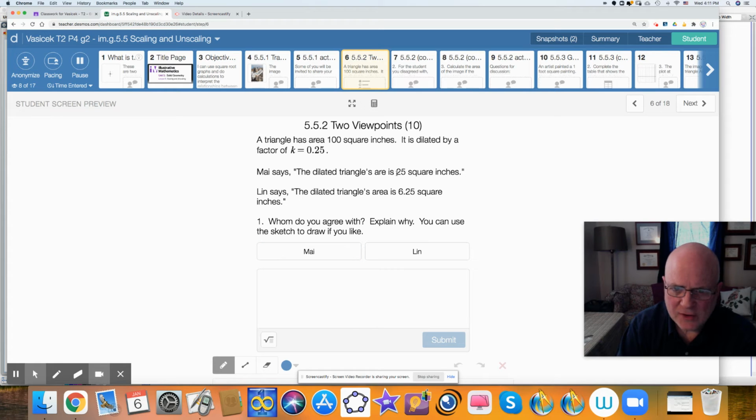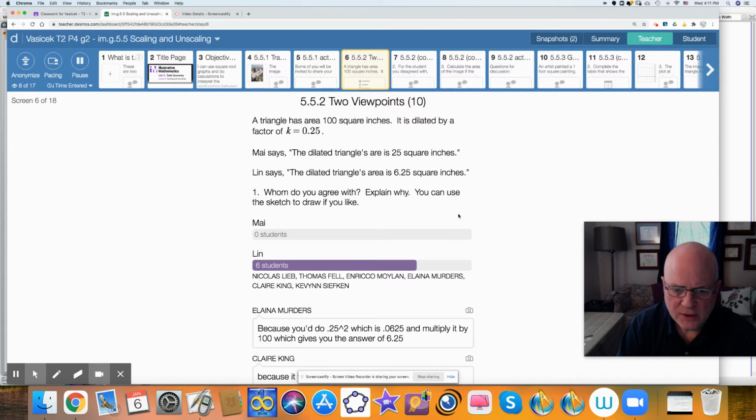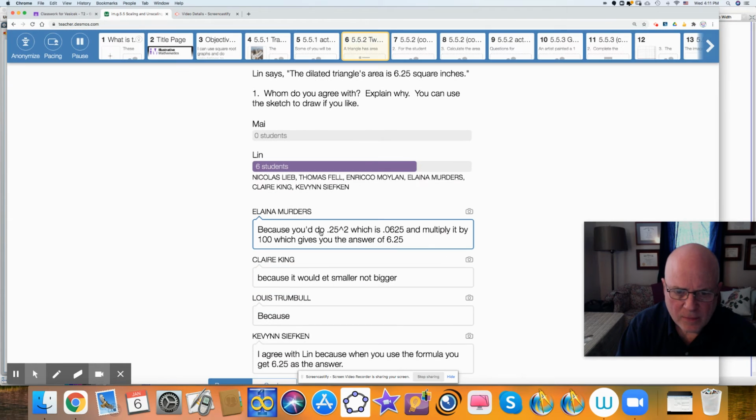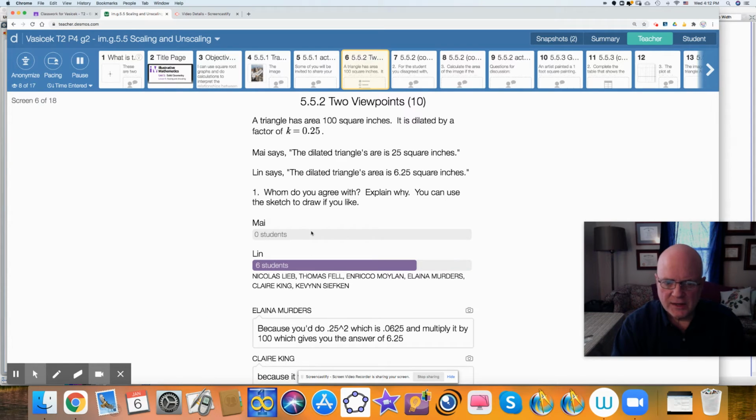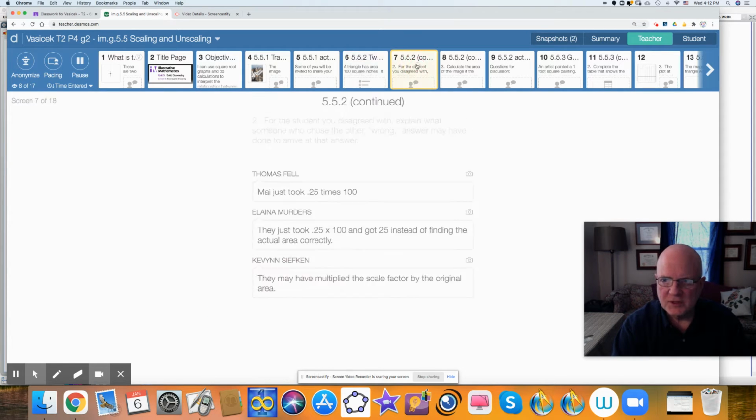Maya is incorrect. She multiplied 100 times 0.25. She needs to multiply 100 times 0.25 times 0.25. Let's see if I have any student working here. Because you do 0.25 squared, which is 0.0625, when you multiply it by 100, you get 6.25. So that's how they got this. And I didn't have any students agree with Maya in this particular class.